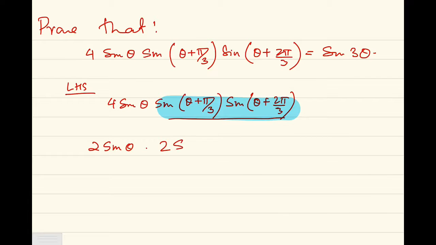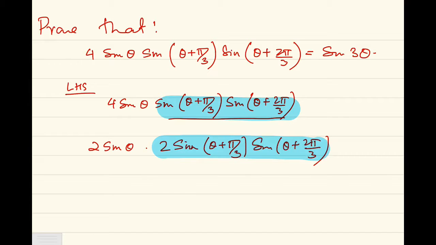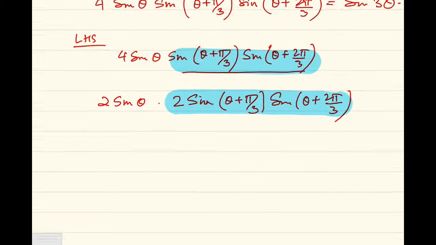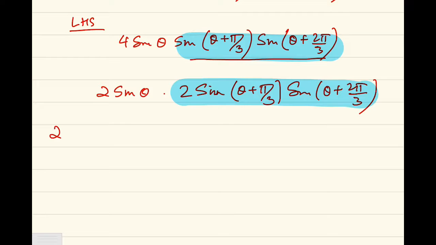and take the 2 sine theta plus pi by 3 and sine theta plus 2 pi by 3. I'll write it in this format. Check this out, I'm highlighting this format. Why this format? Because now this will be a formula. Everyone knows this formula. Which formula am I talking about? I'm talking about 2 sine A sine B. What's the formula, everyone?